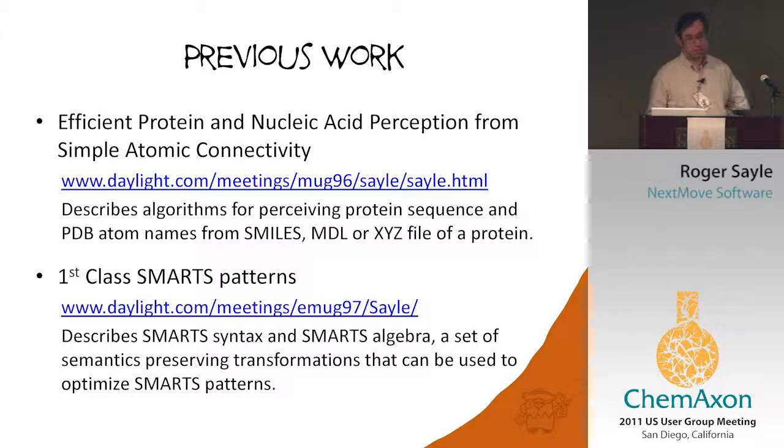And then in 1997, at the Daylight MUG meeting, was the problem of how one canonicalizes SMARTS patterns, how one says that one pattern is a subpart of another, or that two SMARTS patterns are equivalent. And so, a decade later, what type of problems can we tackle and move on to try?